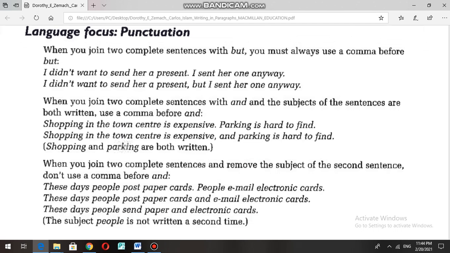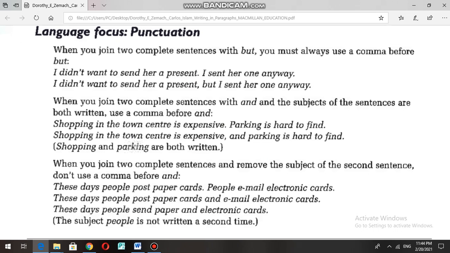Okay, I didn't want to send her a present. I sent her one anyway. I didn't want to send her a present, comma, but I sent her one anyway. You see, there is a comma before the but, right?